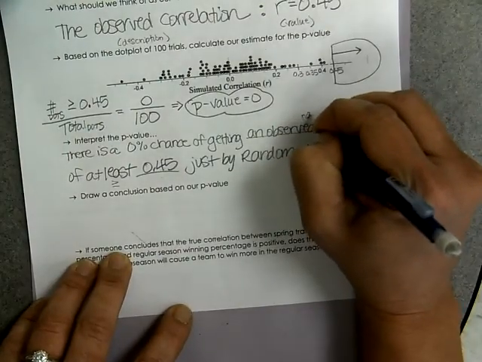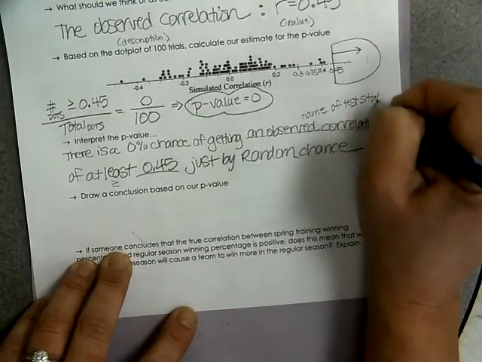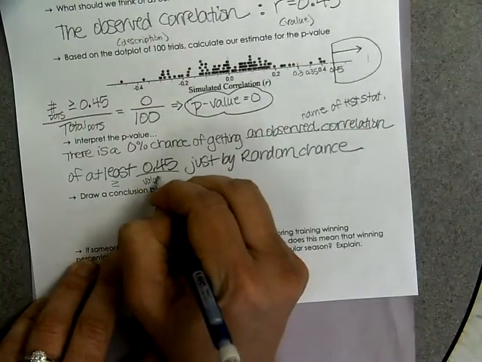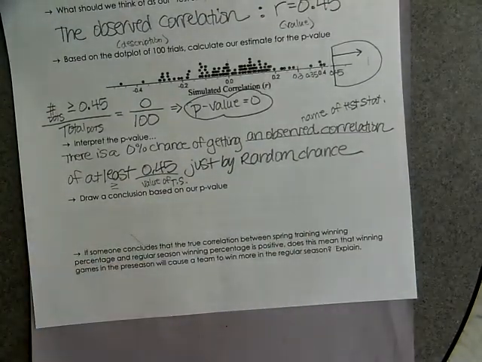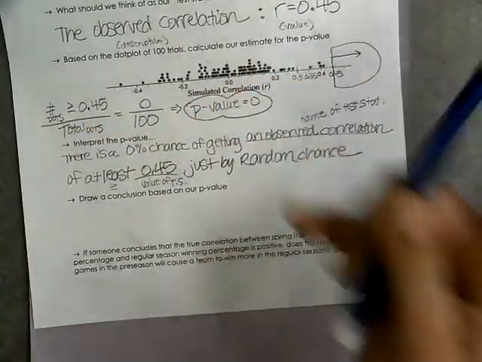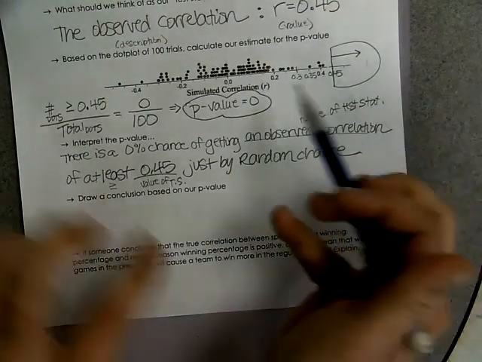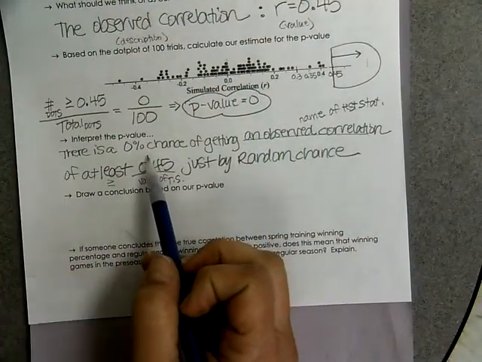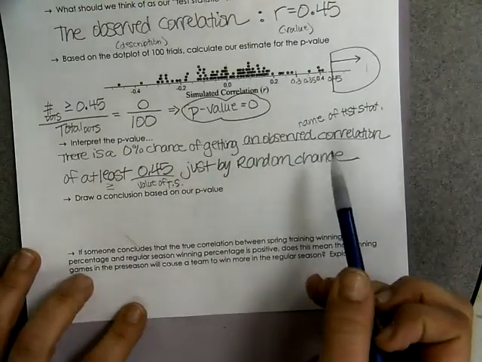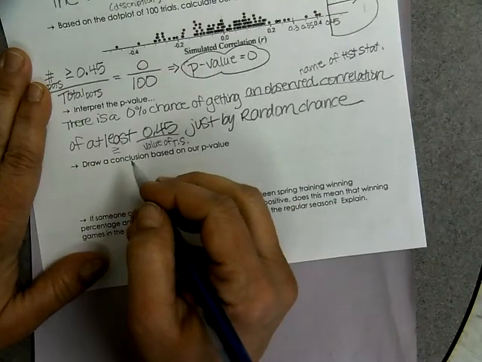Again, the observed correlation, that's the name of the test statistic. And then the 0.45 is the value of the test statistic. So always include those features in the interpretation of the p-value. Then we can draw our conclusion. Remember that the higher the p-value, the more likely it was that it was random chance. So since our p-value is 0, that means, again, like we said here, there's no chance of getting an observed correlation of this value just by random chance. So that means that this is very special.